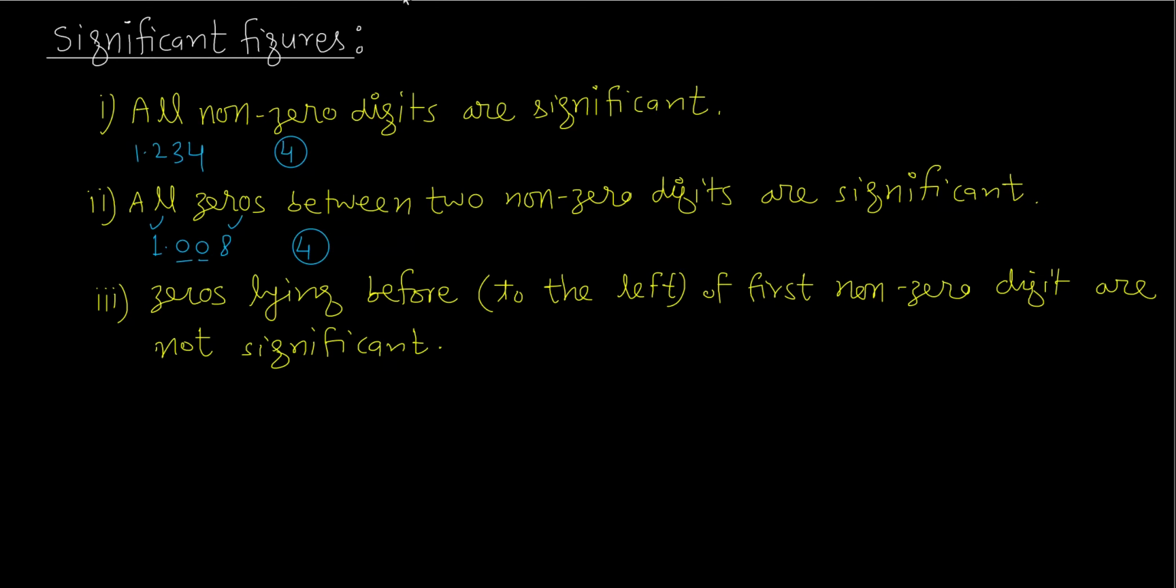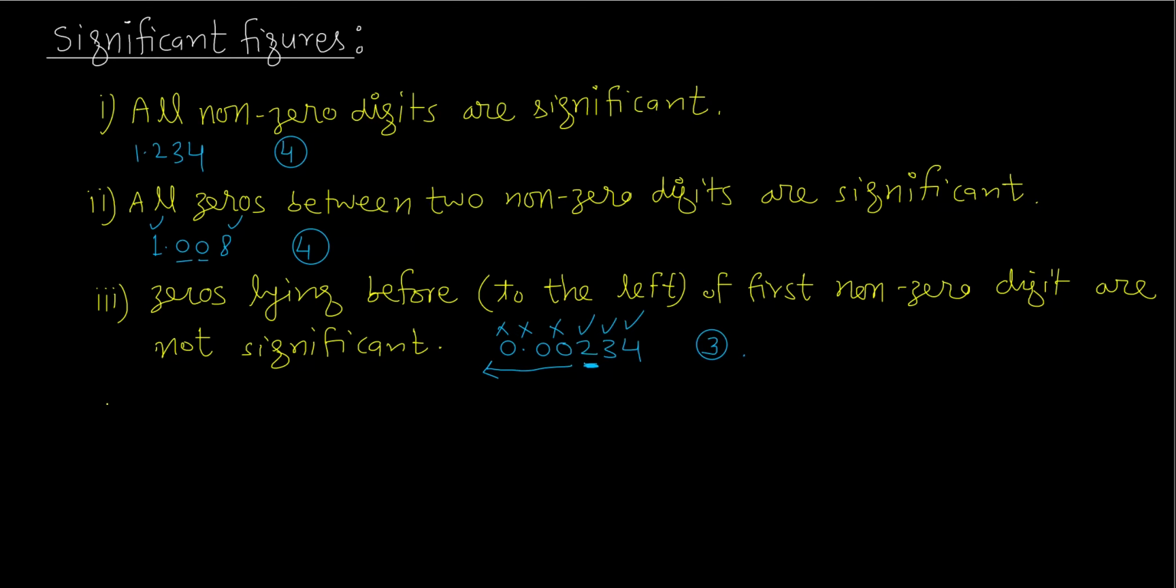This rule means if you have a number like 0.00234, here the first non-zero digit is this 2, right? If you start from the left, 2 is the first non-zero digit, and the rule says that zeros lying before the first non-zero digit, meaning the zeros lying before this 2, are not significant. So these three zeros are not significant. What is the total number of significant digits in this number? It is 2, 3, 4, because they are non-zero digits, so they are significant. So the total number of significant digits in this number is 3.